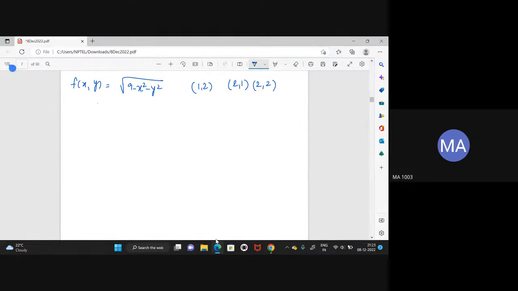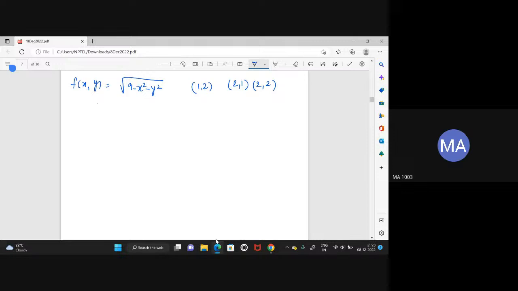For that first we need the partial derivatives. So fx is 1 by 2 into 1 by square root of 9 minus x squared minus y squared, power half, power minus half, right?